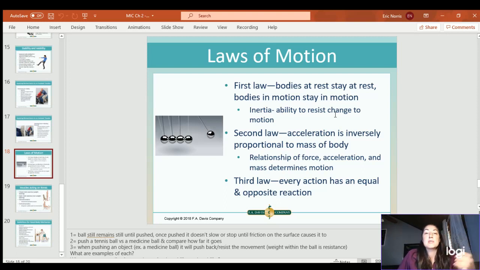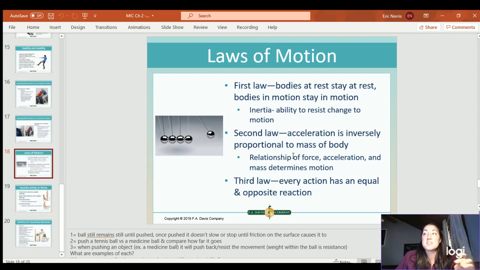Second law: acceleration is inversely proportional to the mass of the body. Again, this has very little mass, so it has very little inertia, and it can be moved easily. This has a lot more mass, it has more inertia, and can't be moved as easily. So if I'm pushing a little toddler in a stroller, I could push them very easily. If I'm pushing a bariatric patient, someone who's morbidly obese, in a wheelchair, it's going to take a little more strength to push them because of the amount of mass.